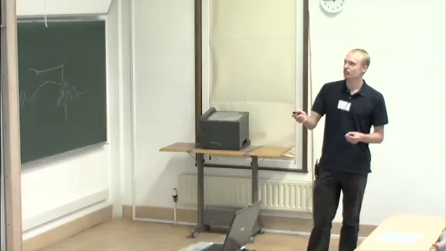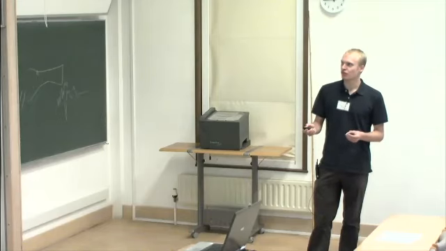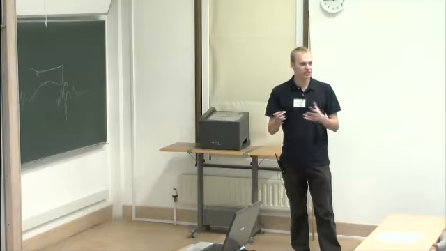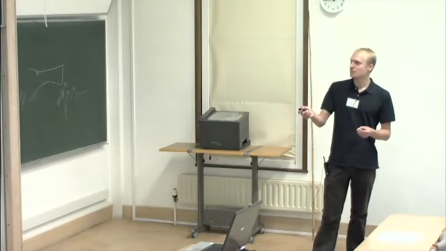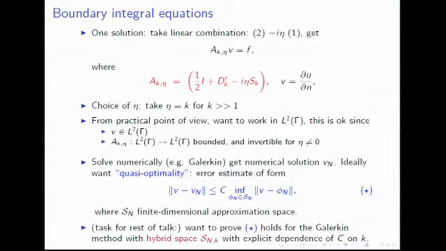So here's the integral equation I'm going to solve, and from a practical point of view, I want to work in the space L2 because this space is self-dual, so you can use the same trial and test spaces, and this is absolutely okay because you have a result that says the unknown v, that's what I'm calling du by dn, is in L2, and A is bounded and invertible on L2. So everything's okay.